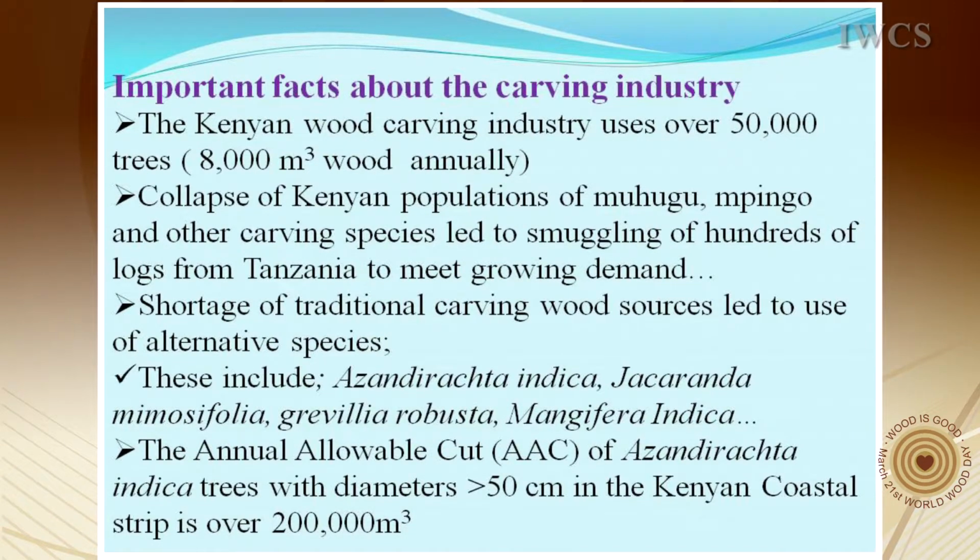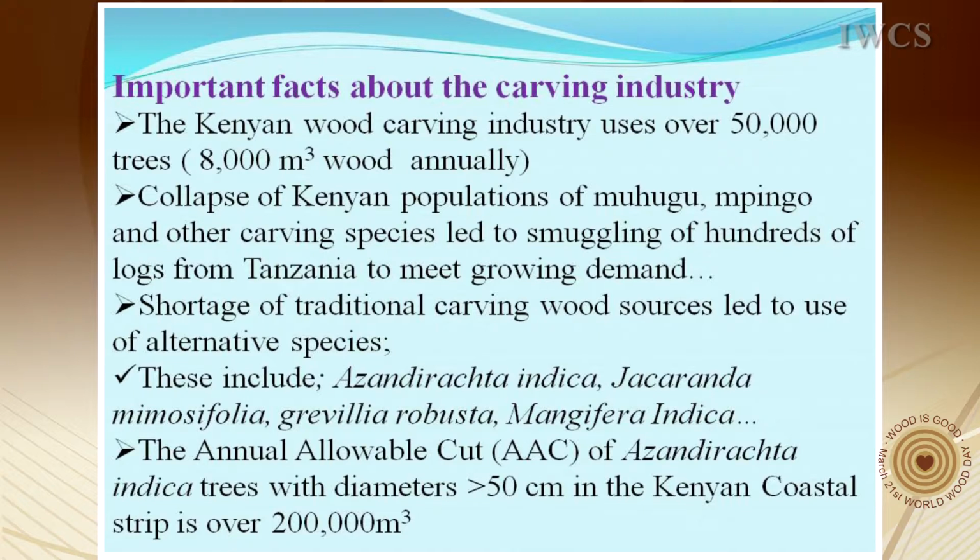In our Kenyan situation, wood carving uses over 50,000 trees, estimated to be about 8,000 cubic meters annually. And the collapse of the Kenyan population of most of the species that are used for carving, namely muhugu, mpingo, and other carving species, led to smuggling of hundreds of logs from Tanzania. As my friend said, most of the wood that was smuggled from East African countries was brought to Kenya because of the high demand.